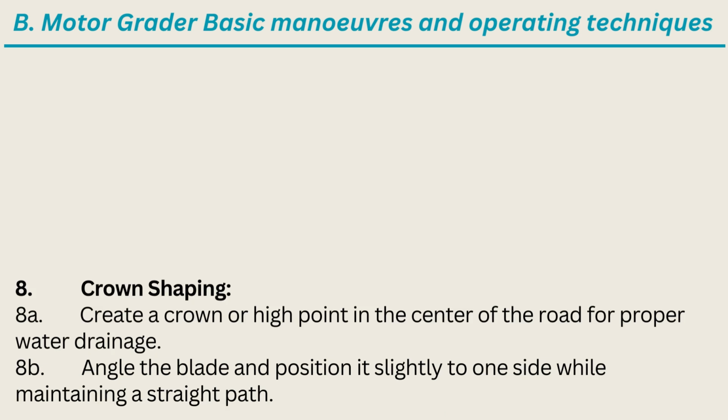8. Crown shaping. 8A. Create a crown or high point in the center of the road for proper water drainage. 8B. Angle the blade and position it slightly to one side while maintaining a straight path.